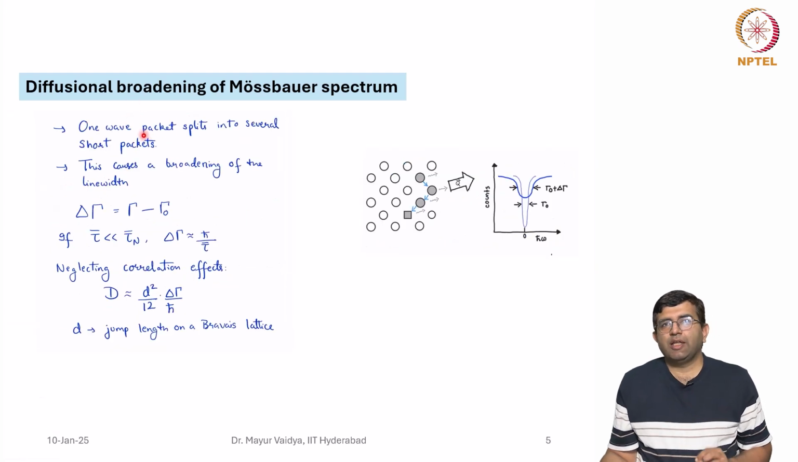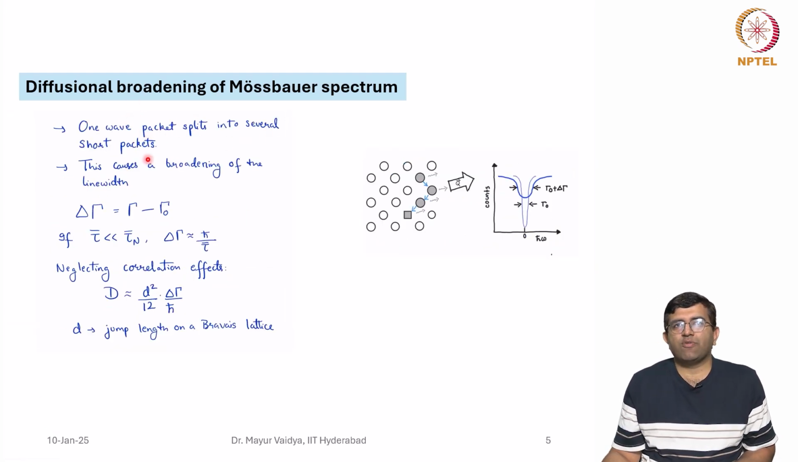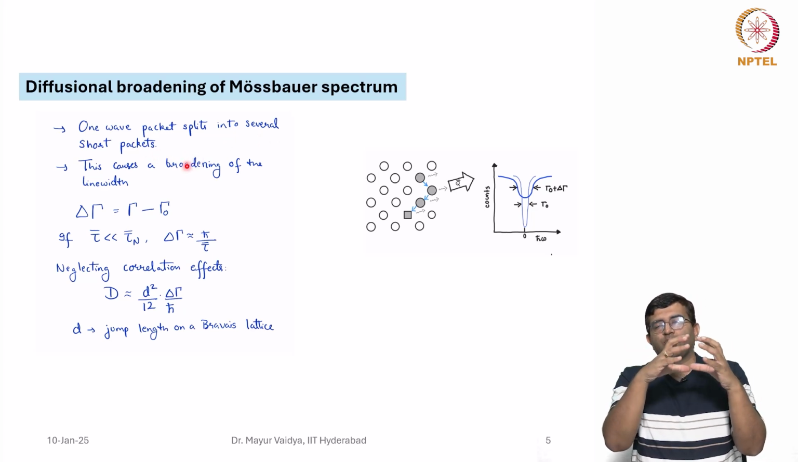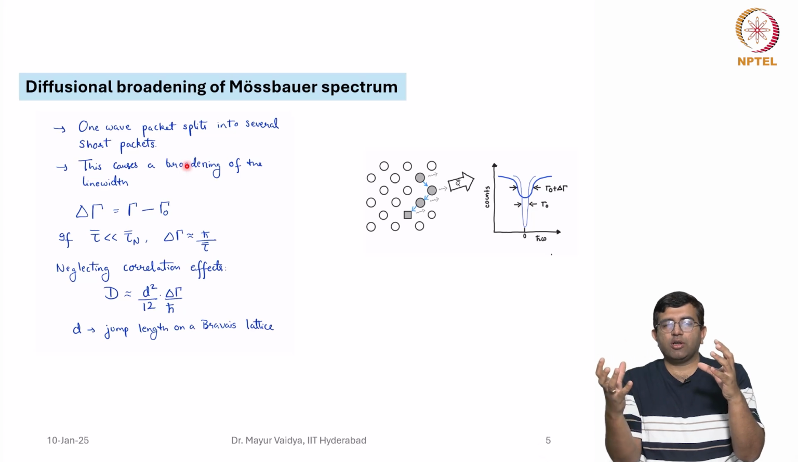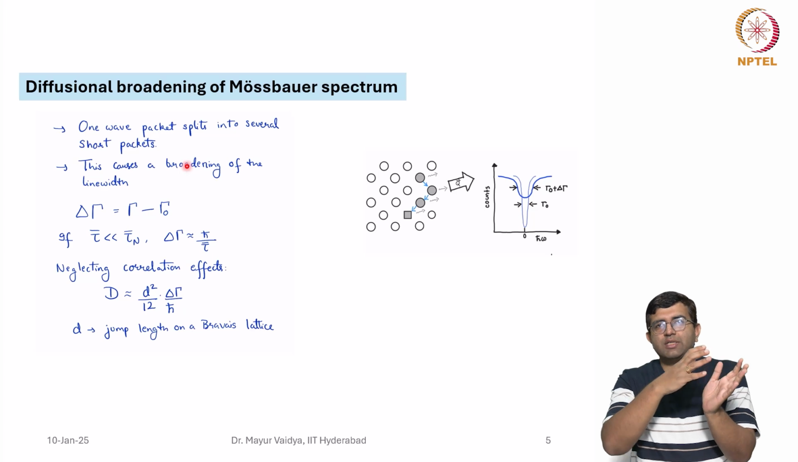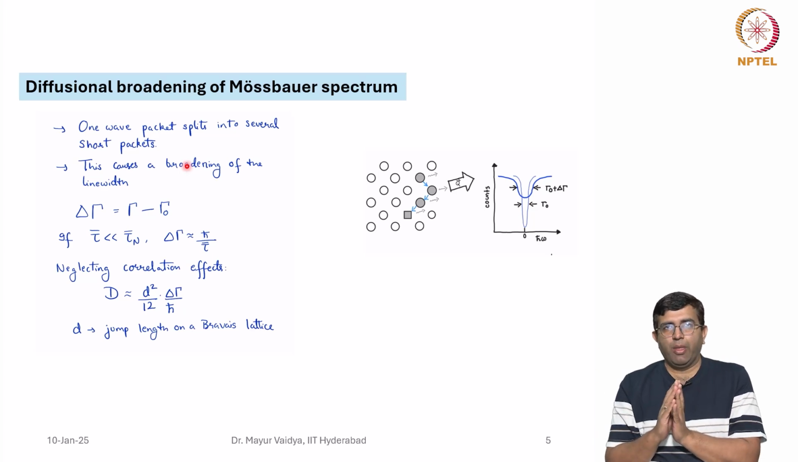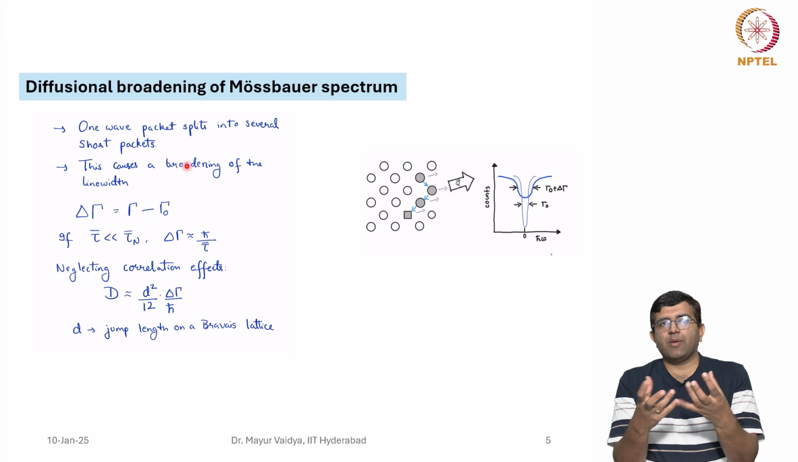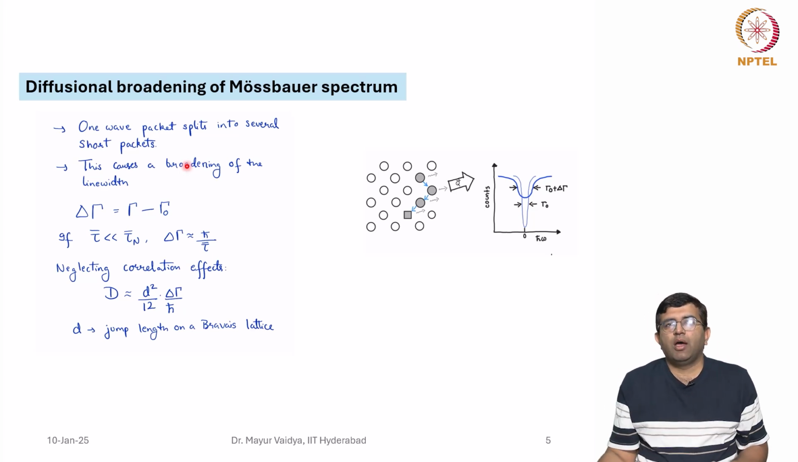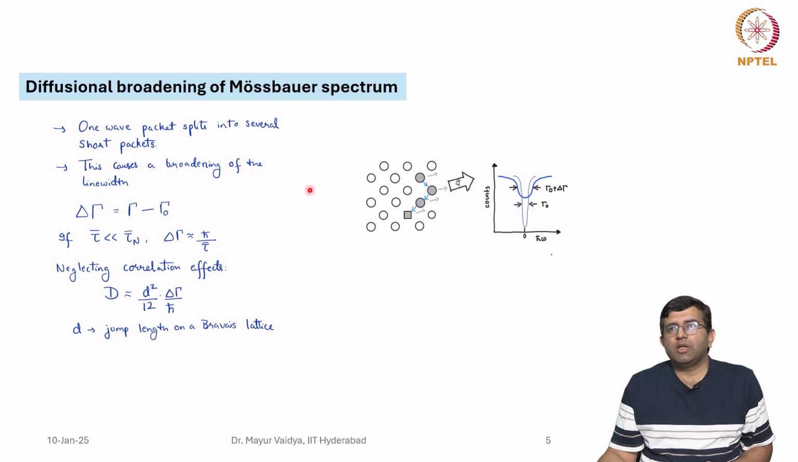So, that means the one wave packet now splits into several short packets. This emission is happening, and during the emission, before it can emit and go down to the ground state, the position or the lattice site of the nucleus has changed. So now, in essence, one wave packet splits into several short packets. This causes a broadening of the line width.